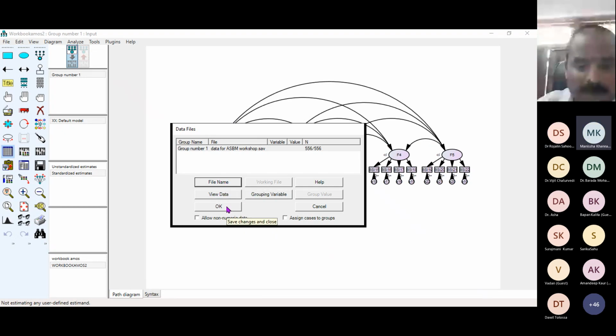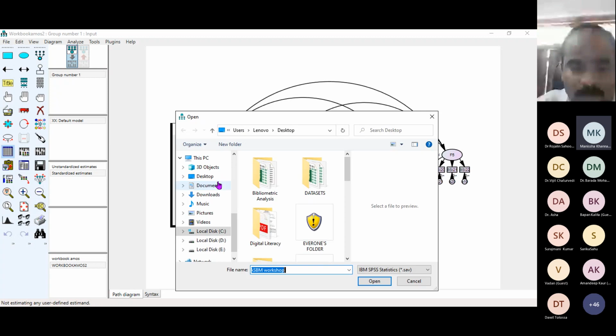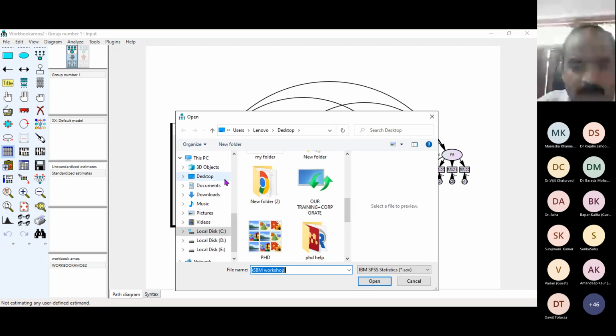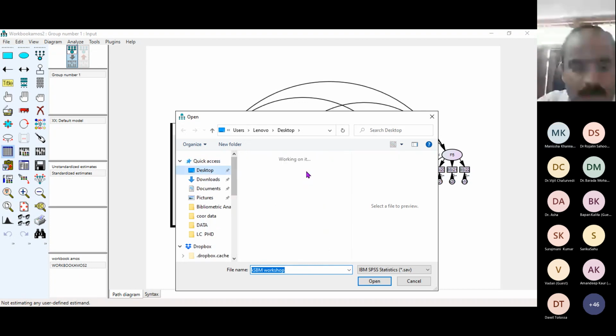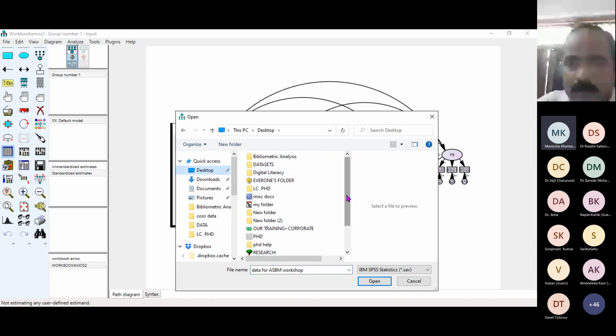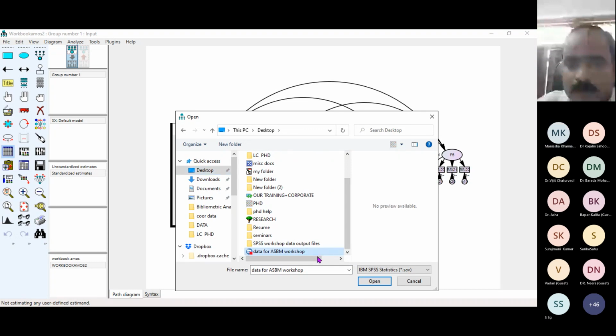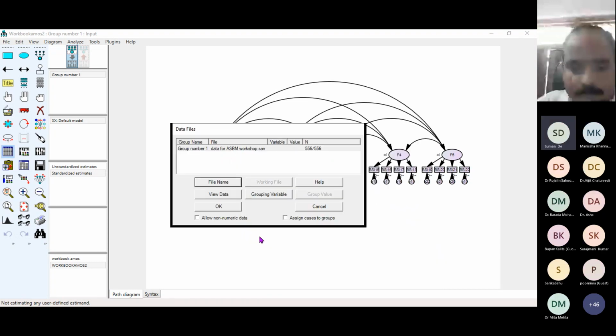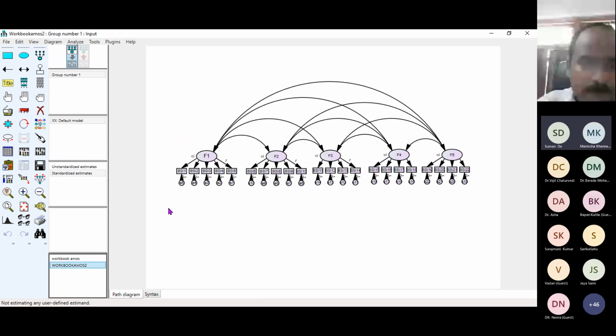File name, okay? Yes, sir, I inserted the file name. I already inserted. I could not get that. Sir, I did it. Just a second, I do it again. Just a second, sir. Okay, sir.